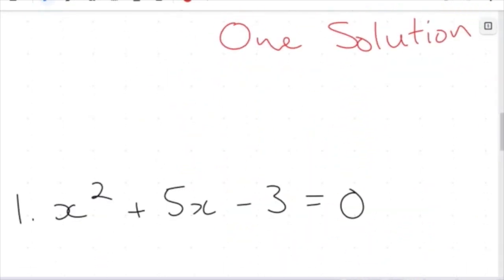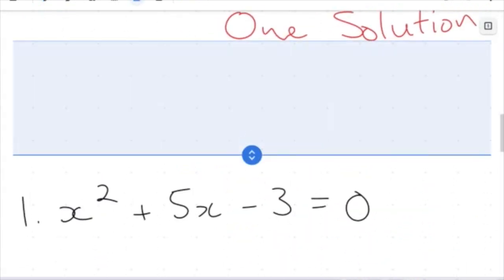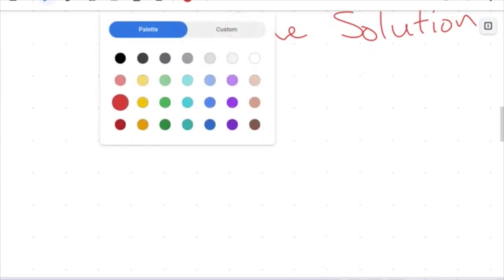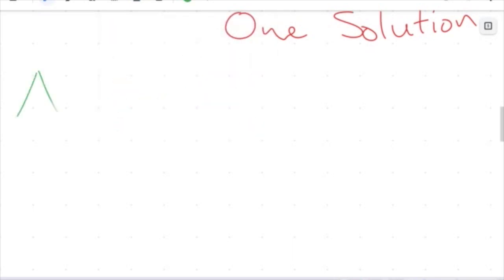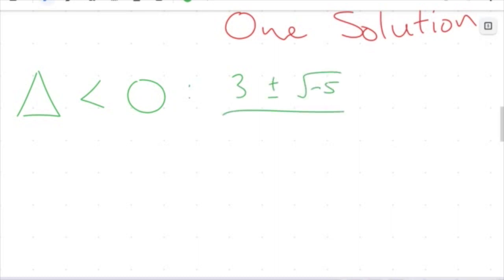Now, one more section we're going to do here. Let's look at what happens when the discriminant is less than 0. All right, let's pick another expression. Let's say we had 3 plus or minus the square root of -5 over 2.